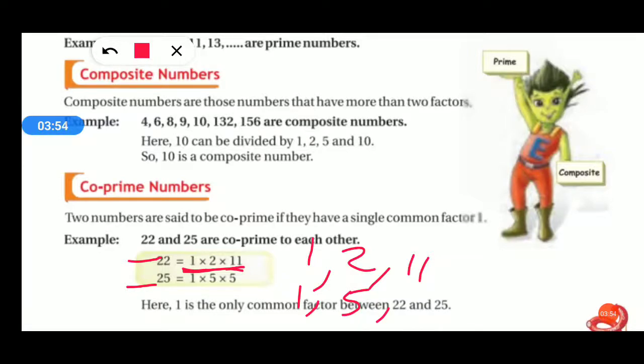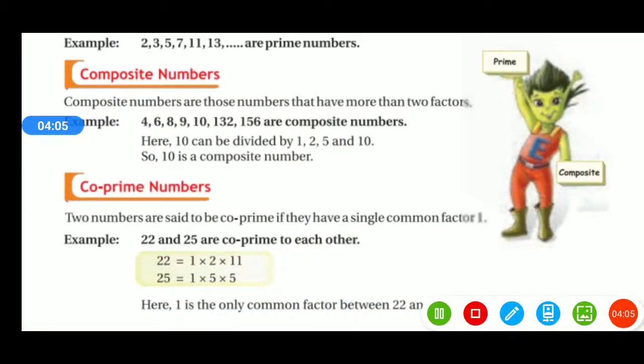It is divisible by 1 and 5 and 25. Understood, students? What is the common factor we have? 1. It should have at least 1 common factor. In both the numbers, it should have at least 1 common factor. It is nothing but co-prime numbers.